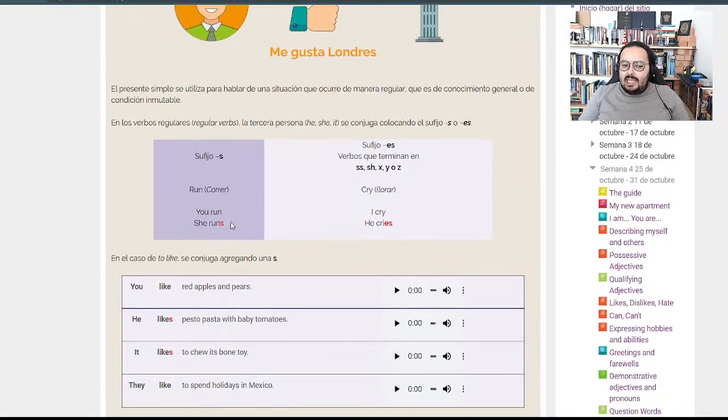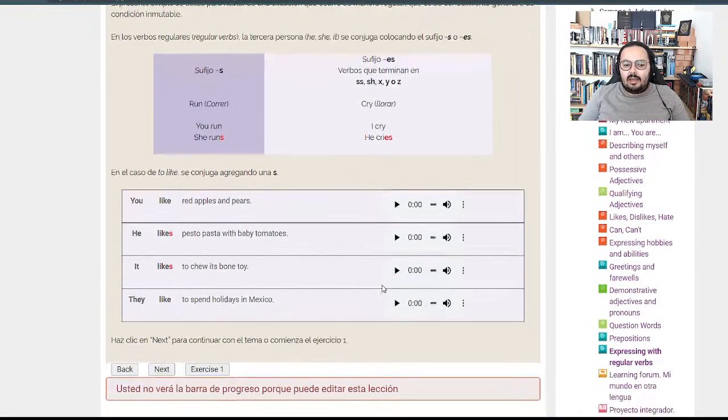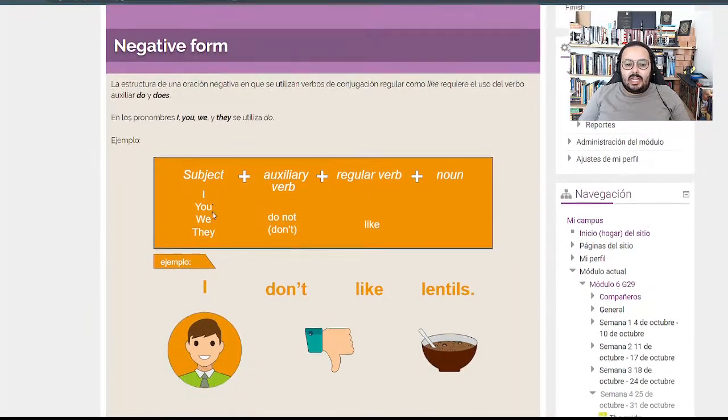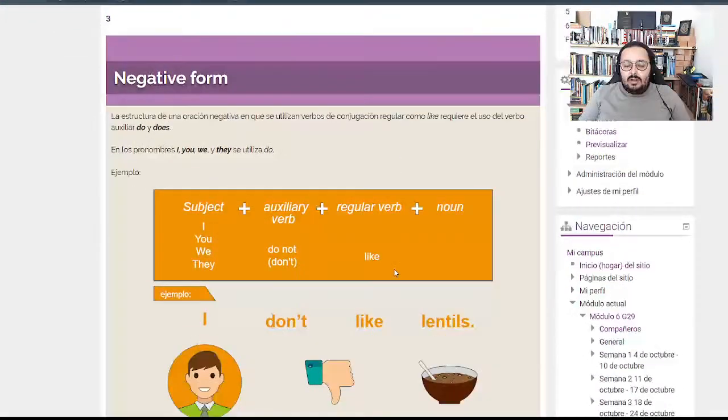Remember that when we talk about the third person, like he, she, and it, we have to add the s or es at the end of the verb. He likes, for example. If we say you like, it's okay. But if we talk about he, she, or it, we have to say likes. That's a rule.